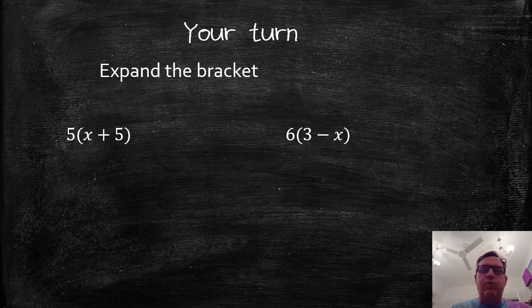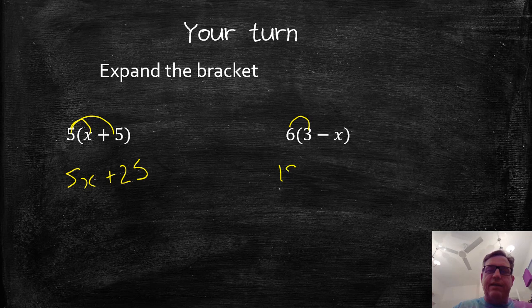Okay, I want you to very quickly, in your books, copy down the original and expand the brackets. Pause the video first before you do that, and then continue on to see how you did. Okay, the first term I'm going to do 5 times x, which is 5x, and 5 times positive 5, which is 25. The next term I'm going to do 6 times 3, which is 18, and then the next term is a negative x. 6 times negative x is minus 6x.